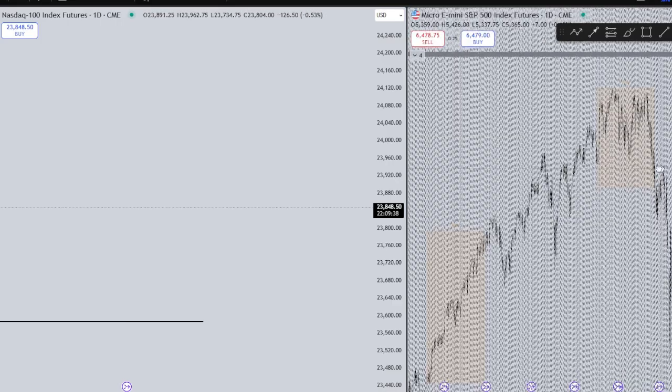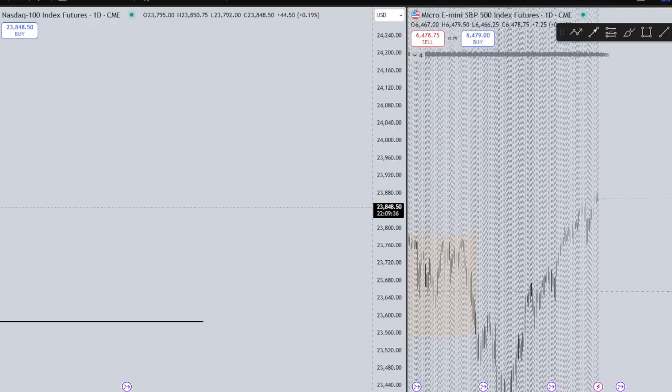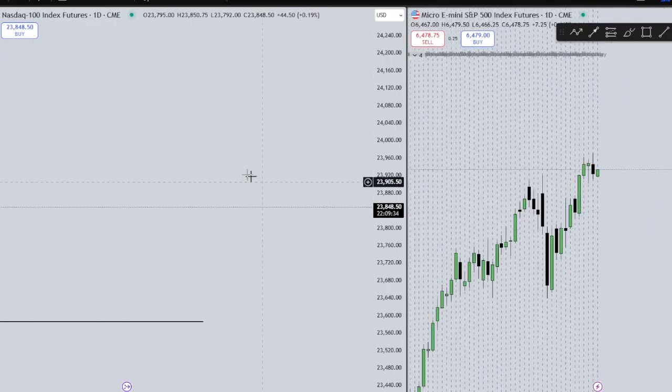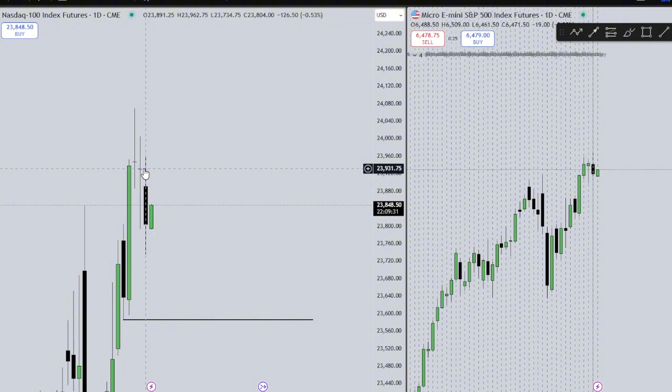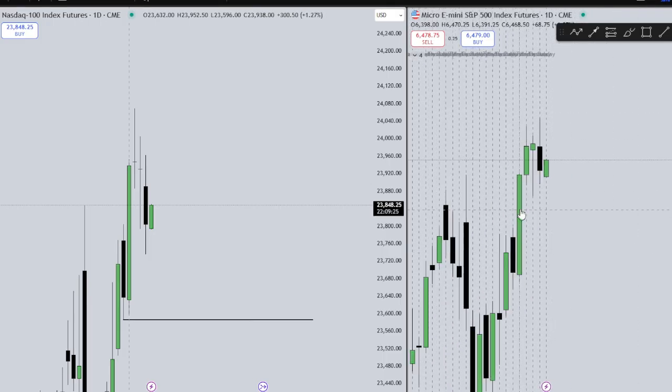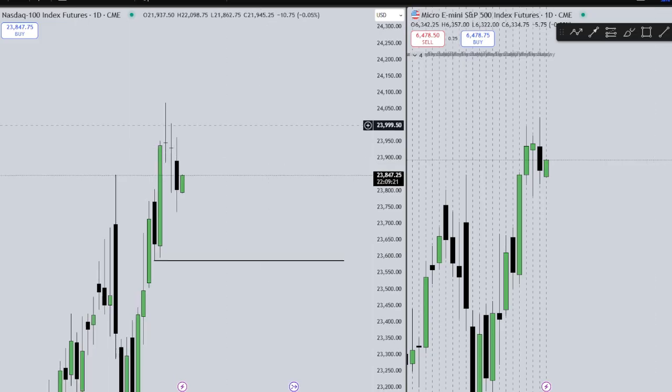Let's go to MES. We have SMT at the highs, yes, on this Friday candle. Okay, so we have SMT at the highs on the Friday candle. We also have an SMT at the lows. So honestly, it really does depend. Ideally, I mean, we'll see how Monday plays out.